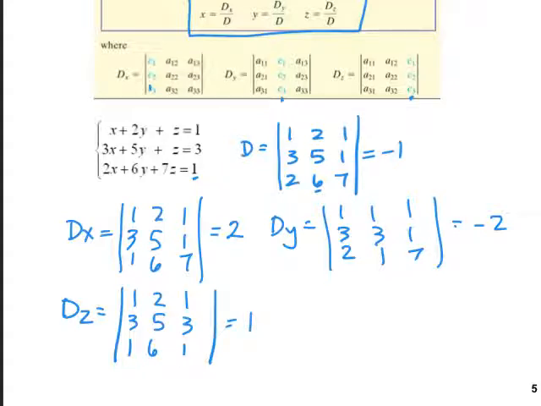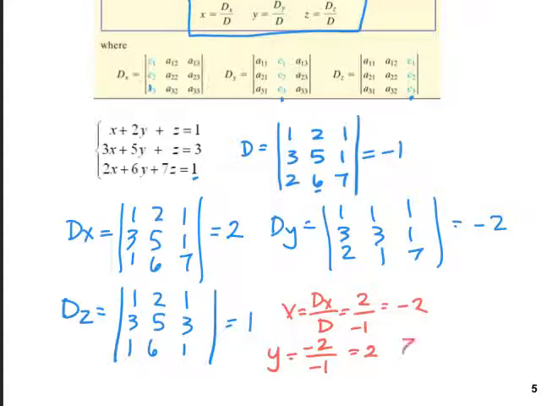So we can finish this problem using Cramer's rule. The x will equal the d sub x over d, which in this case is 2 over negative 1, and it's negative 2. Y is going to be d sub y, which is negative 2, over d, which is negative 1, and we get a 2. And z is going to be d sub z, which is a 1, over d, which is a negative 1, and we get a negative 1. And the ordered triple response to that system of equations was negative 2, 2, negative 1. And that is the result using Cramer's rule.